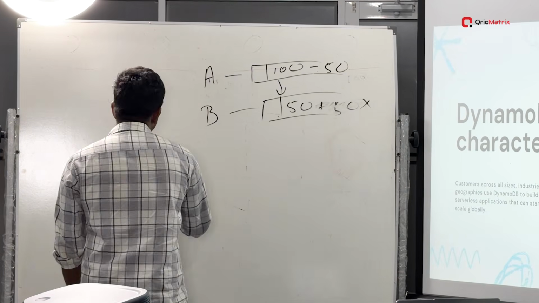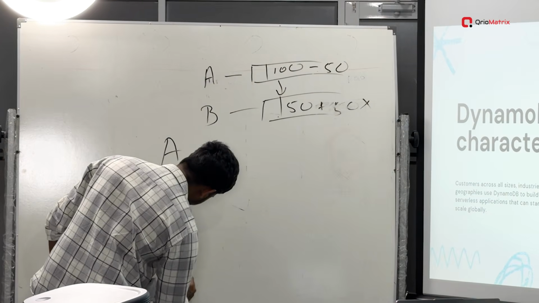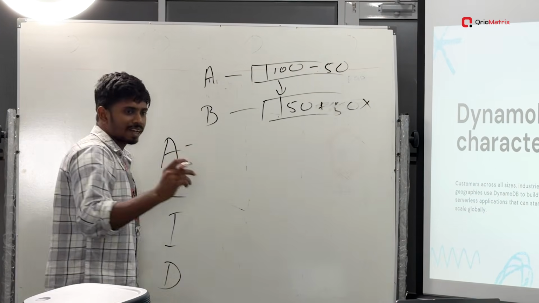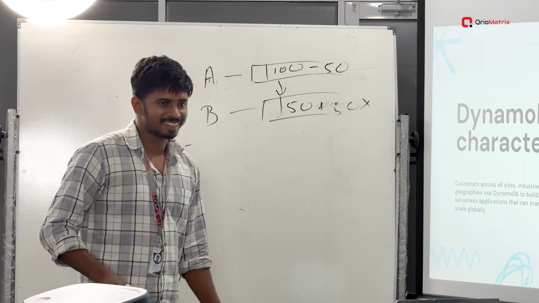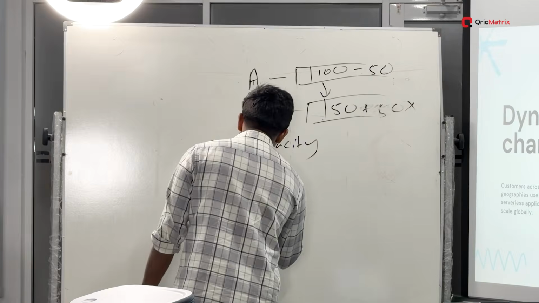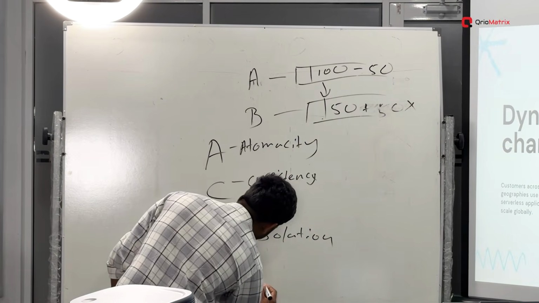So basically ACID means... Can anyone tell me the names? Atomicity. Consistency. Isolation. Durability.